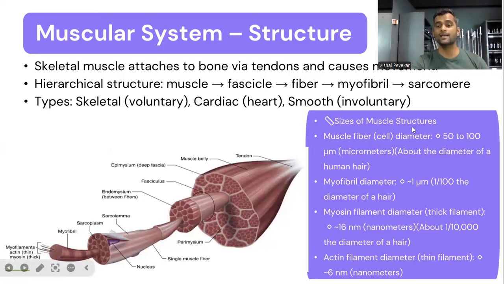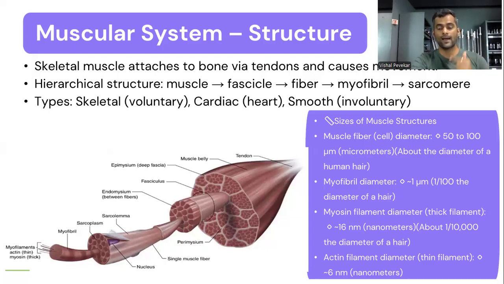If you see the size of your muscle structure, muscle fiber size or cell diameter can be 50 to 100 micrometers, about the diameter of a human hair, right? But the diameter of a myofibril is, I would say, 1/100 times that diameter. It's really small, way smaller than a hair, right? Then you have your myosin filament within your myofibrils. If you see that, it's the smallest, at 1/10,000 the diameter of the hair, right?